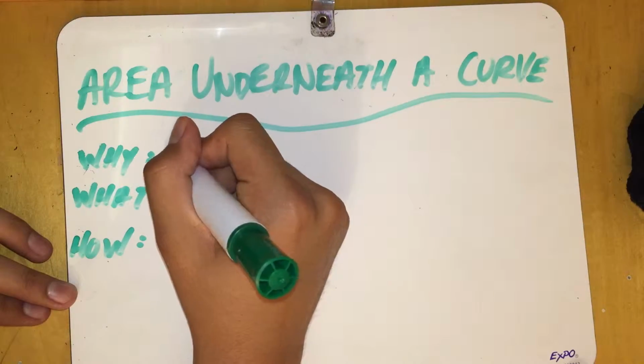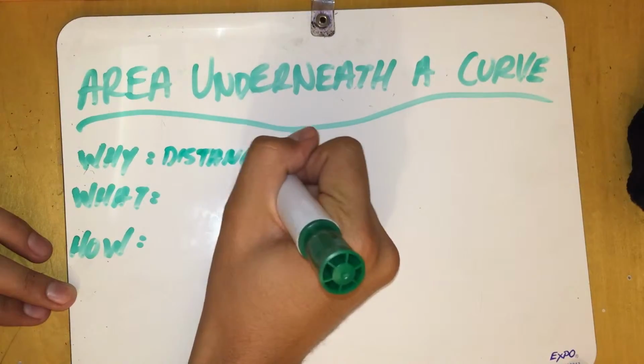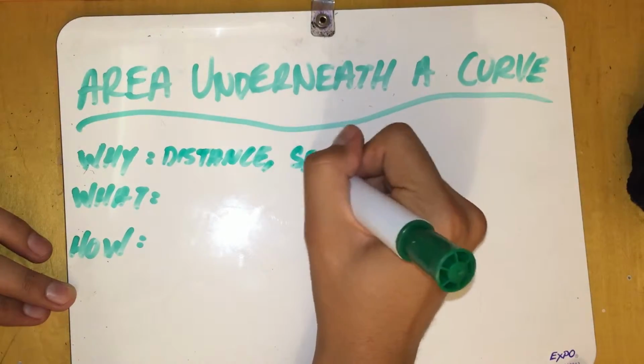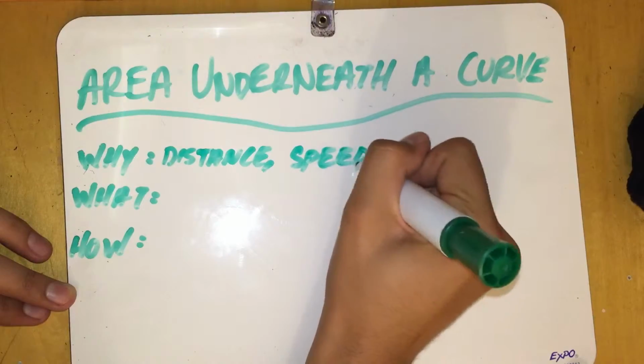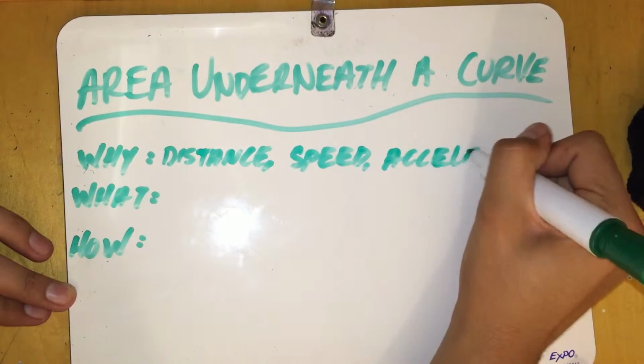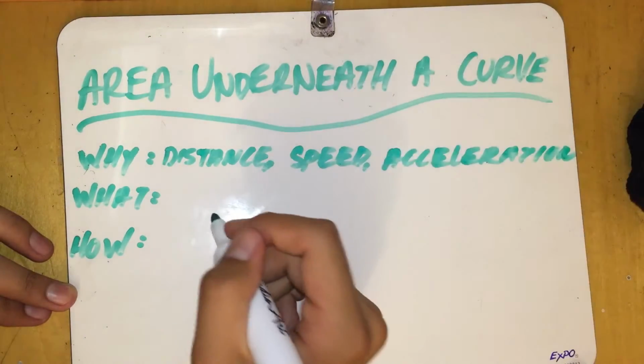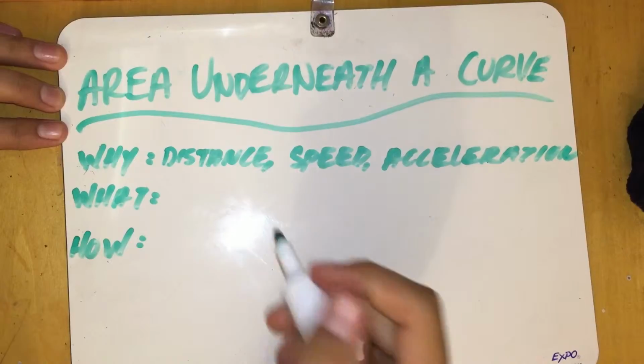So to begin with, the why. We use area underneath the curve to find things such as distance, speed, or even acceleration. By using area underneath the curve, you will be able to determine the distance of an object, the speed of an object, or even the acceleration.